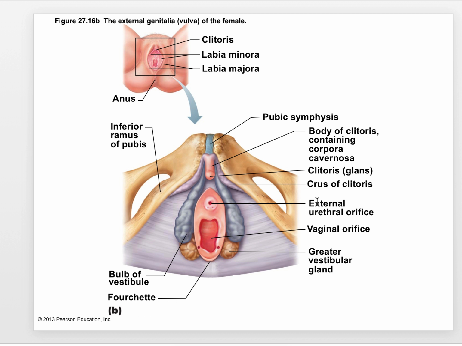The diagram shows the clitoris, the external urethral orifice, the vaginal orifice, and the pubic symphysis, where the pelvic bones connect.